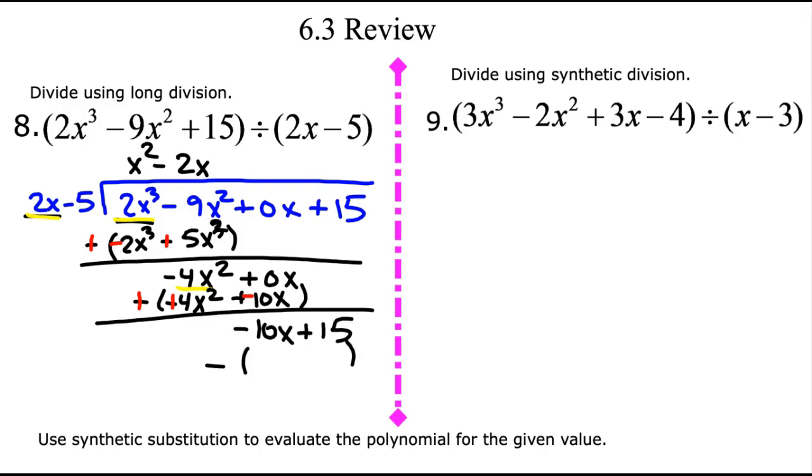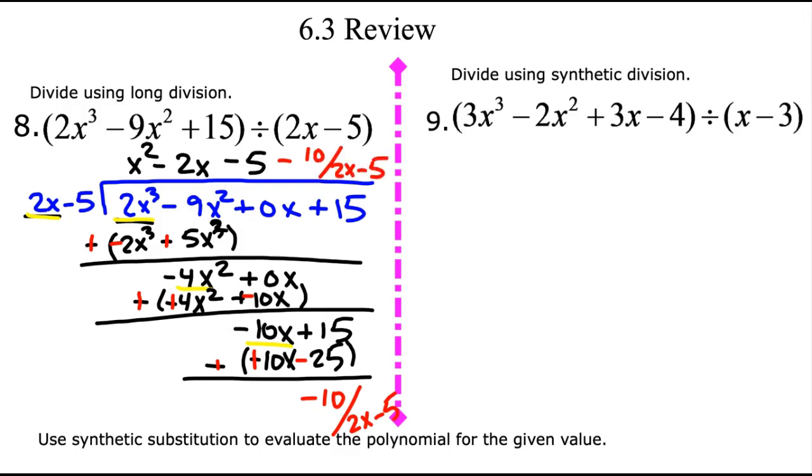Do that one more time. Okay, so now we have, what times 2x is negative 10x? That's right, negative 5. Minus 5 gives me a negative 10x there, and a plus 25 there. Distribute the signs, that's going to be a minus, that's going to be a plus. So my remainder here is going to be negative 10 over 2x minus 5. So minus 10 over 2x minus 5.